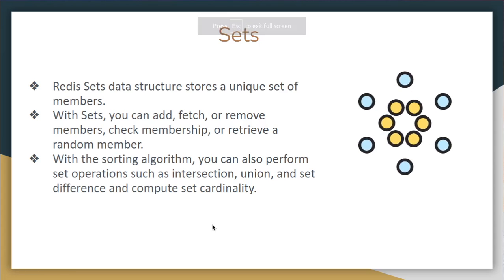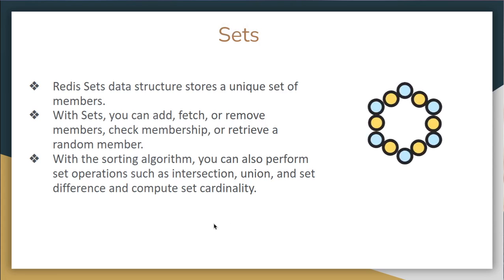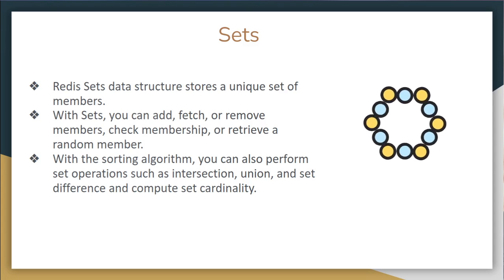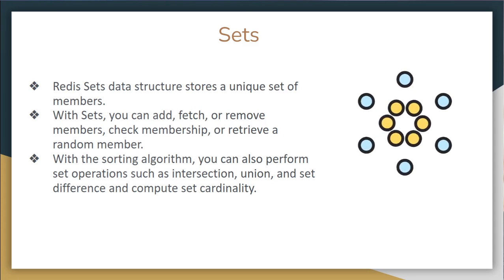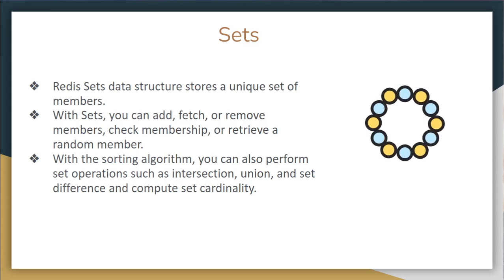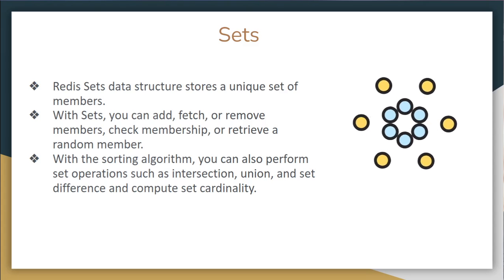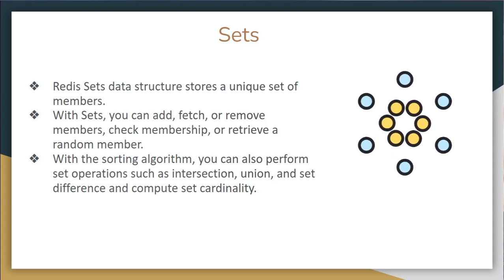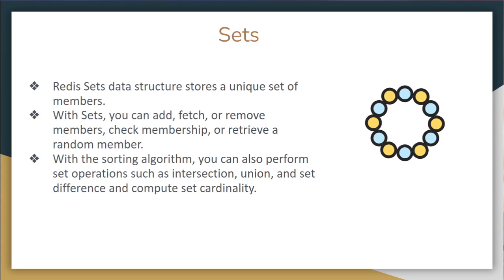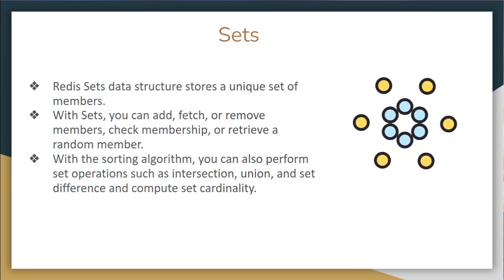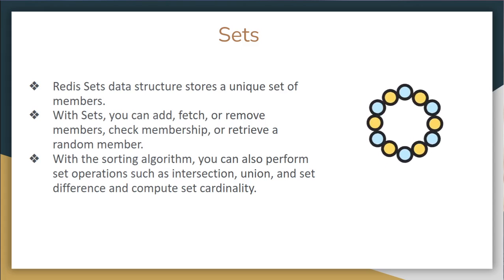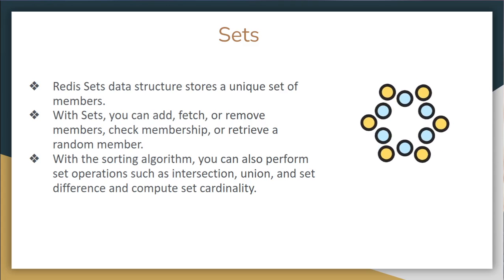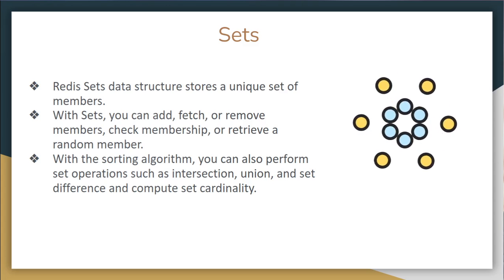Hello guys. So the next data structure we are going to see is sets. The Redis sets data structure stores a unique set of members, which means there won't be any duplicates. It's similar to a list, but a list will store duplicate values. If you add multiple duplicates, a list will accept them, but a set won't. So using sets, you can do multiple operations like adding, getting, and removing elements. Here we won't say element, instead we will say members in sets.